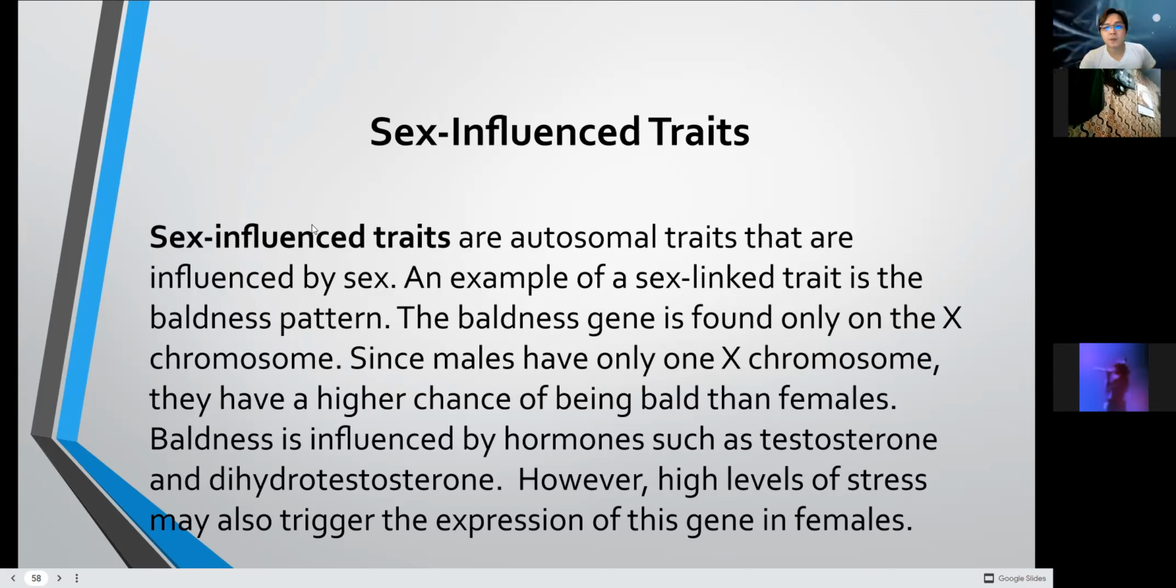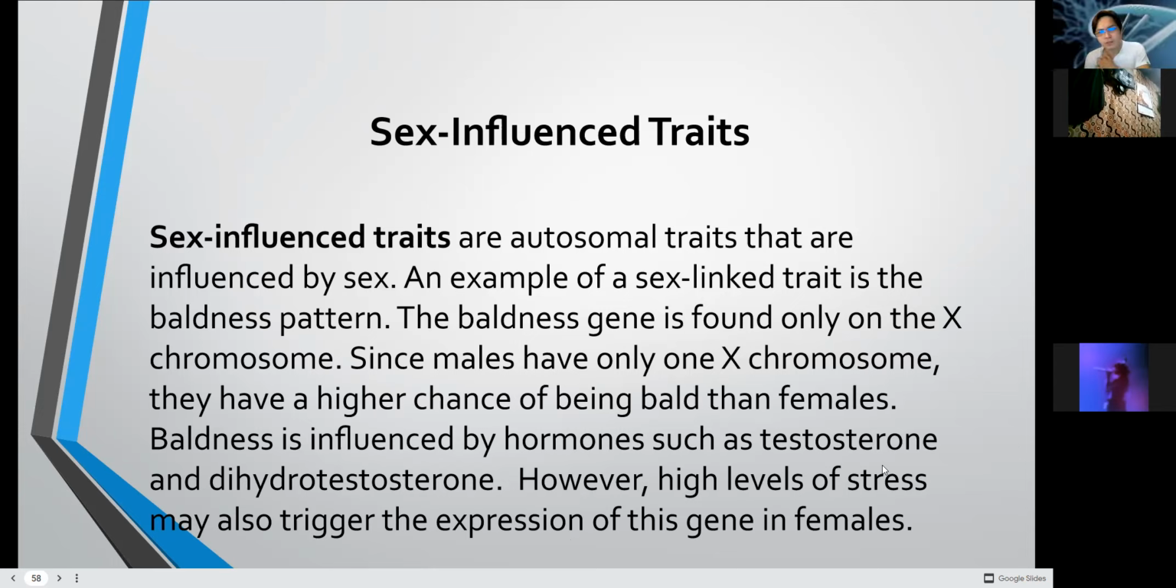The baldness gene is found on the X chromosome, and since males only have one X chromosome, they have a higher chance of being bald than females. Baldness is influenced by hormones such as testosterone and dihydrotestosterone. However, high levels of stress may also trigger the expression of this gene in females. That is why there are some females experiencing baldness. This is because of an external factor rather than a genetic factor.